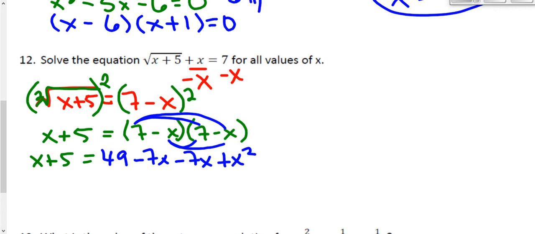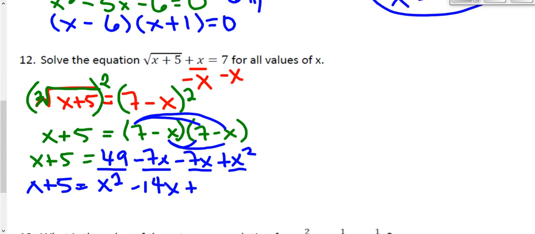So to simplify this out, x plus 5. And I'm going to rearrange this so that it's in quadratic form. The x squared should be up front. X squared. I had negative 7x and another negative 7x, so that's minus 14x. And the number 49 should be at the end, so plus 49.